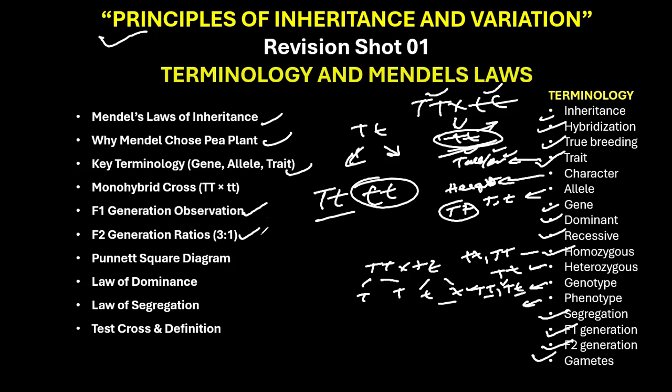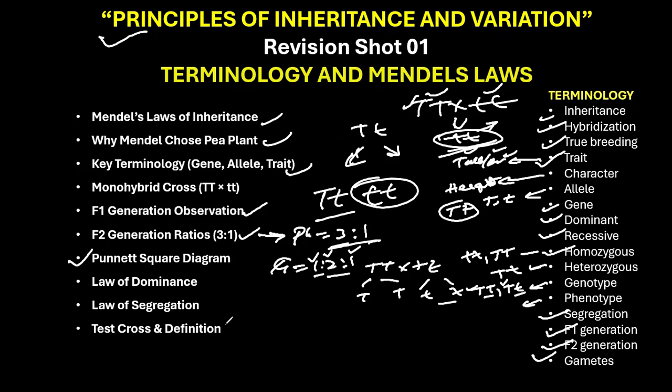In the F2 generation, the ratios are very important. If we take this cross, the phenotypic ratio will be 3:1: three will be tall, one will be dwarf. The genotypic ratio will be 1:2:1: one pure tall, two heterozygous tall, and one pure dwarf. So these ratios are very important. You must remember them. Then the Punnett square diagram you already know.